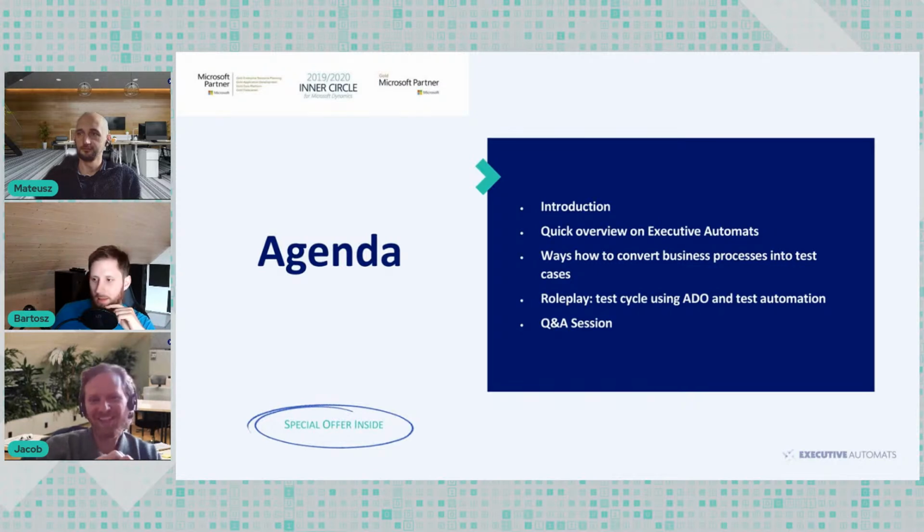So Bart will start with a quick overview of Executive Automats, which is a test automation solution, and it's what we use for our projects. And he'll show basically the idea behind that and how it works. Give a quick example that'll lead into a different section, which is how you can actually convert your business processes into test cases, which is quite a philosophical area that we approach it from, is that the business processes should be used to create the test cases.